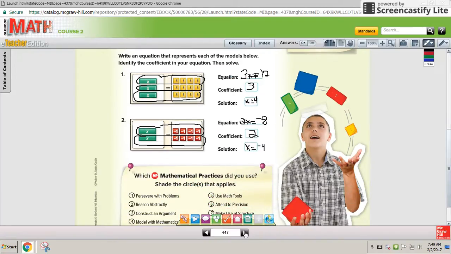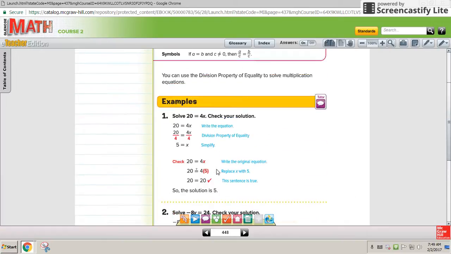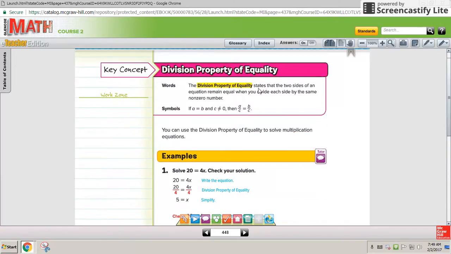Okay, please turn the page. The top of the next page is talking about the division property of equality. If you divide both sides of an equation by the same number, your equation is still going to be equal.